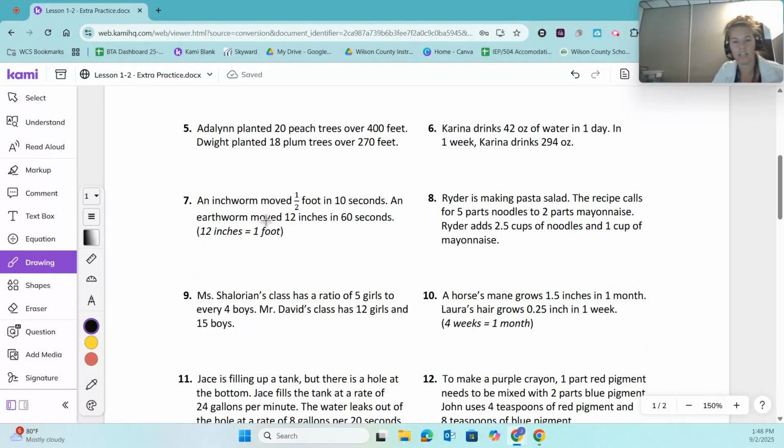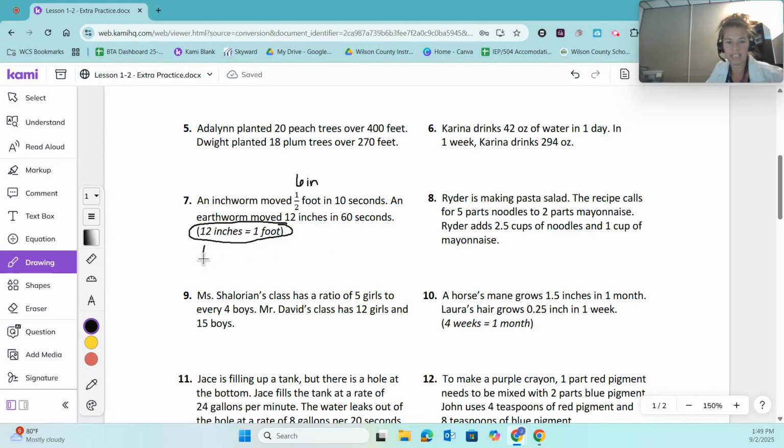I do want to take a look at this one here. Now, this one says an inchworm moved 1/2 foot in 10 seconds. An earthworm moved 12 inches in 60 seconds. So first thing I need to do is make a conversion here. So we're making sure that we're looking at the same units when we're comparing. Okay, because 1/2 foot and 1/2 inch are not the same thing. So 1/2 foot we know is equal to 6 inches.